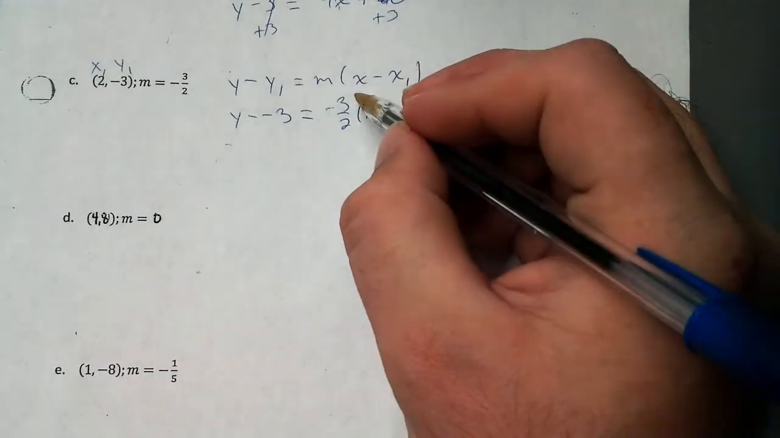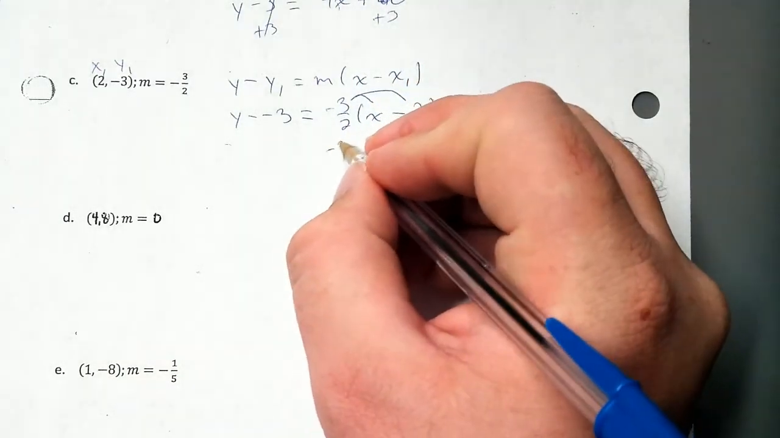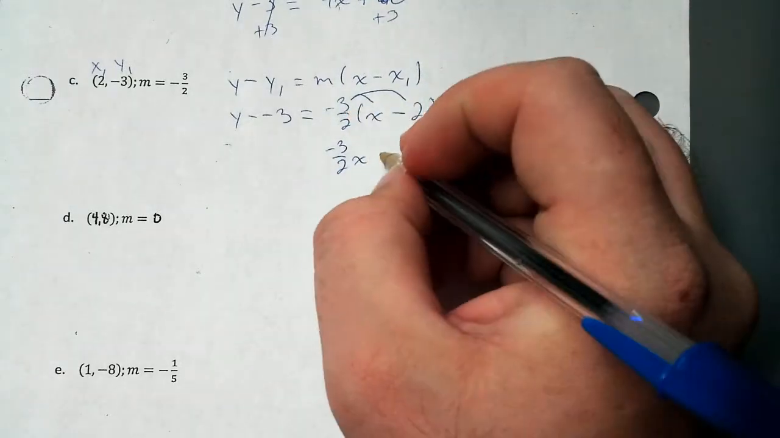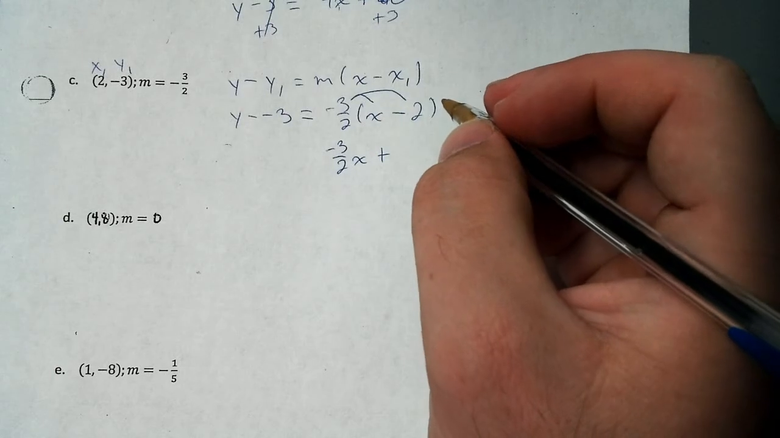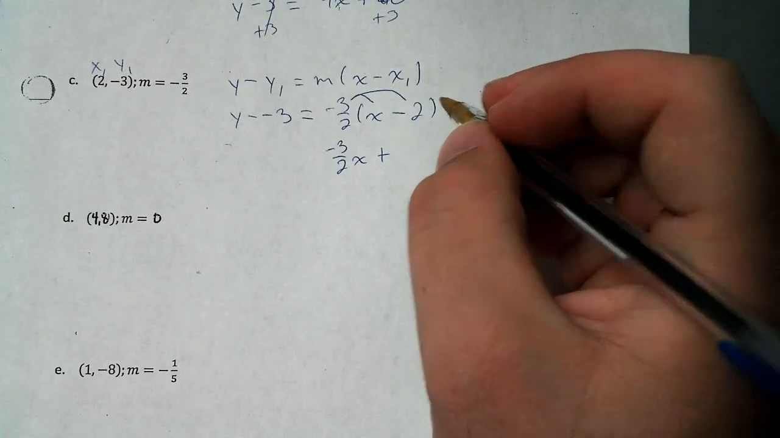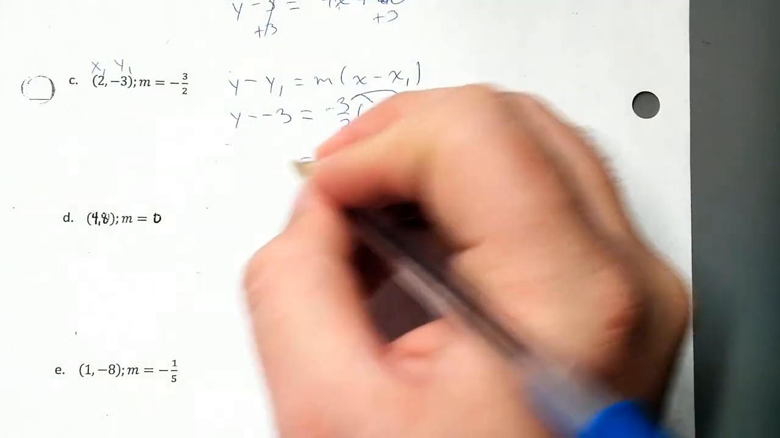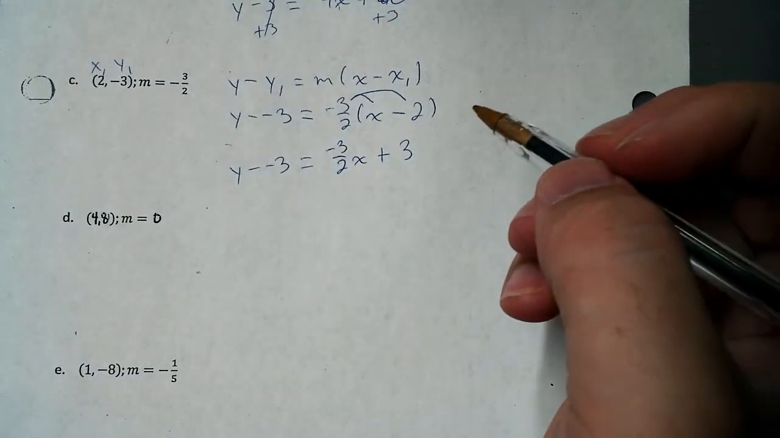Now we distribute: -3/2x, and then negative times negative is a positive. 3/2 times -2, that's going to give me positive 3, equals y minus -3. Now, we need to get y by itself.